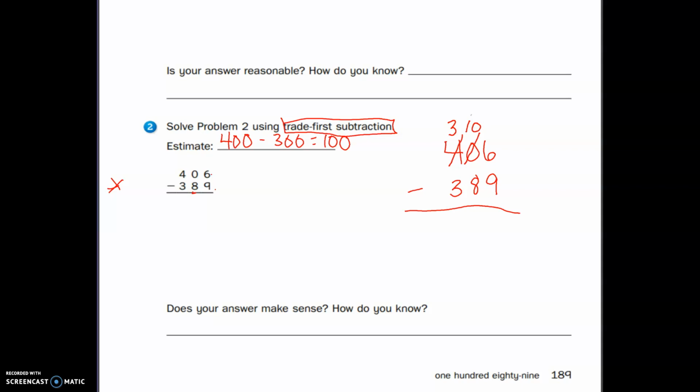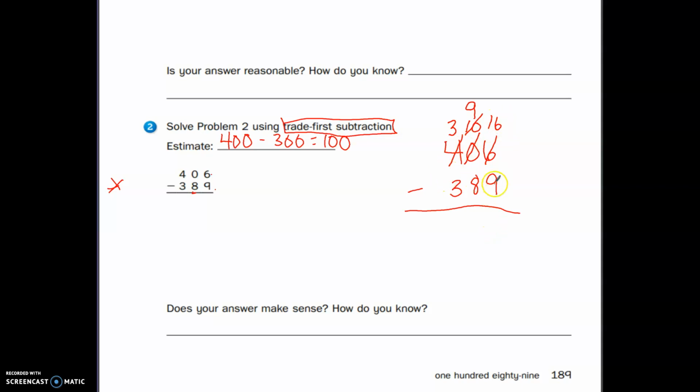Okay. Well, I know that my 6 isn't big enough. So I need to trade one of my tens. So I'm going to cross off that 10. I'm going to take one of the tens away. So I have 9 left. And I'm going to break that 10 into 10 ones because that's how many ones are in a 10. So I'm going to cross off that 6, add the 10 ones to it, and now I have 16 ones. Okay? Now I can subtract because 16 is greater than 9, I'm sorry.